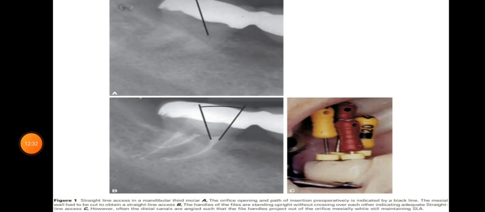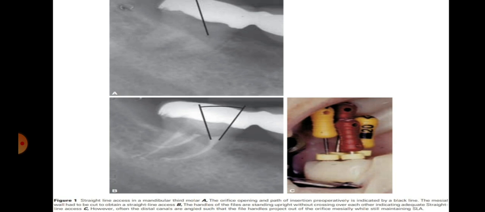This is the figure 1 showing straight line axis in a mandibular third molar. In picture A, you can see the canal orifice opening and path of insertion pre-operatively indicated by a black line. The mesial wall has to be cut to obtain a straight line axis.